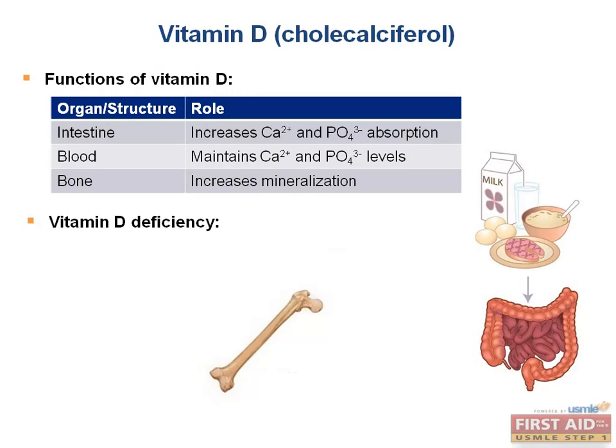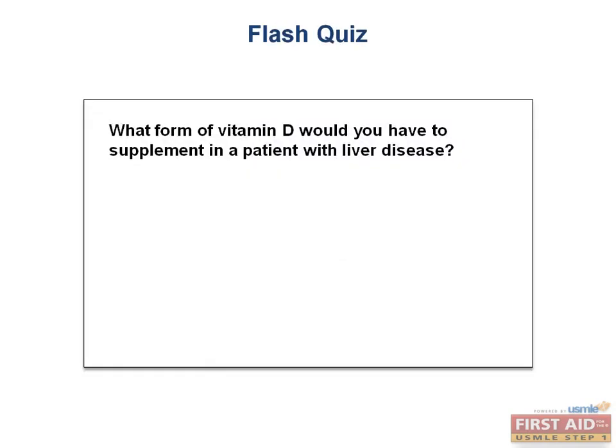Do you know what is a consequence of vitamin D deficiency in children? Right, rickets. And what about in adults? We call it osteomalacia. We'll talk more about these conditions in the musculoskeletal section. Okay, time for a flash quiz. What form of vitamin D would you have to supplement in a patient with liver disease?